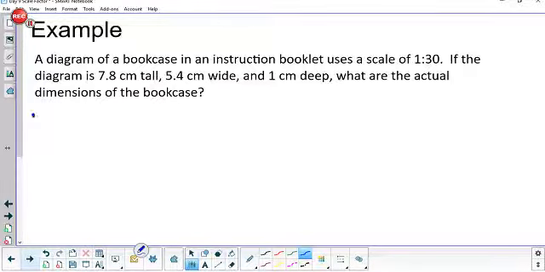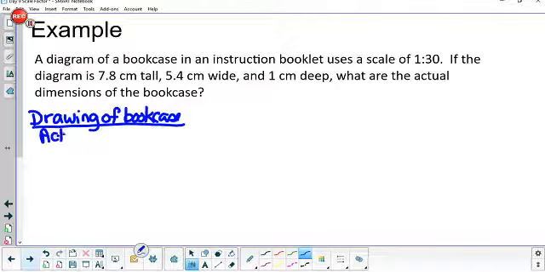Again, we always have to remember the drawing of the bookcase, compare it to the actual size of the bookcase. Now there are 3 different dimensions we are going to have to calculate here. So we can look at doing its height first.